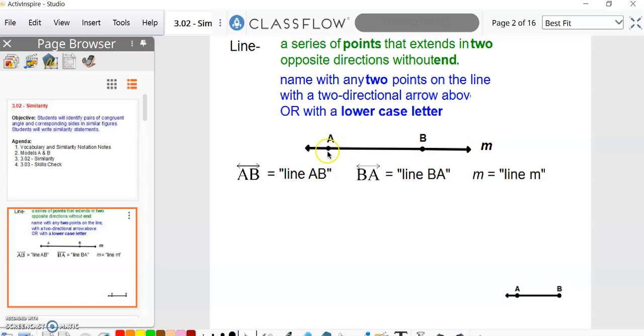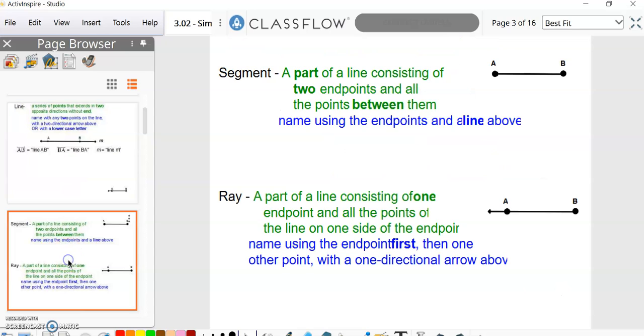Here are a couple points on this line, A, B. And you can write it multiple ways. So you can write line AB, which is this way, or line BA. Or oftentimes there will be a lowercase letter at the end of it, and that will also represent that line. A segment is a portion of that line between 2 points. So segment AB.